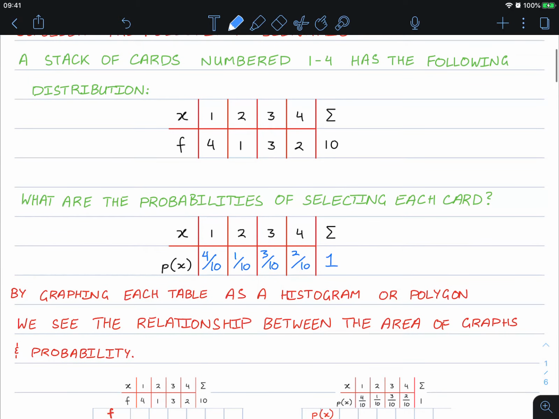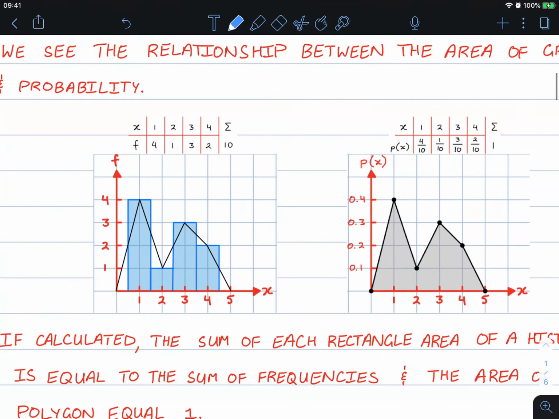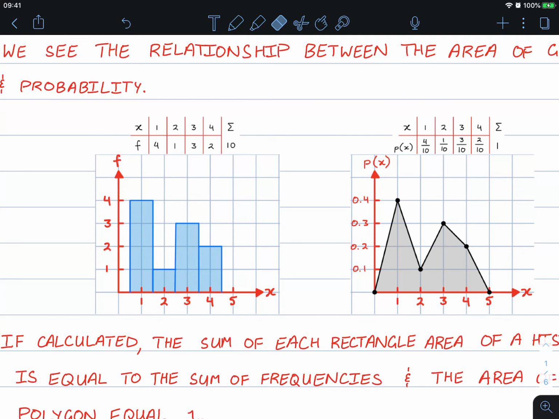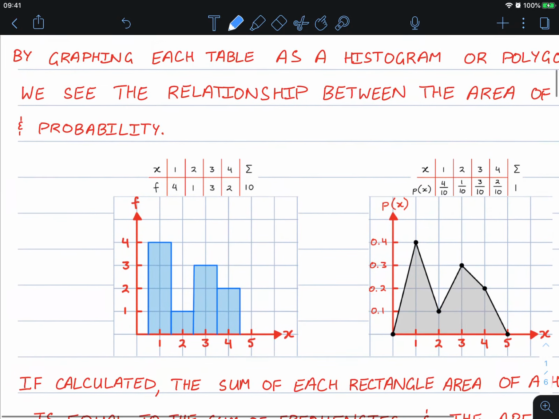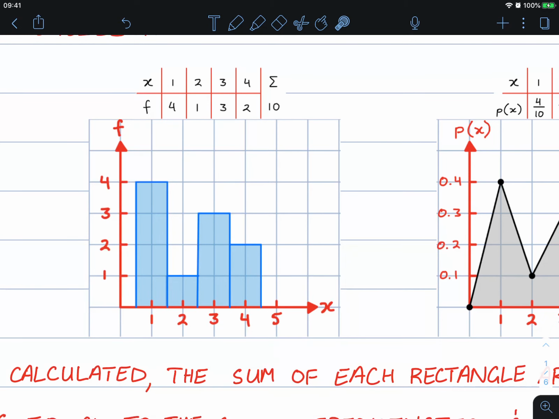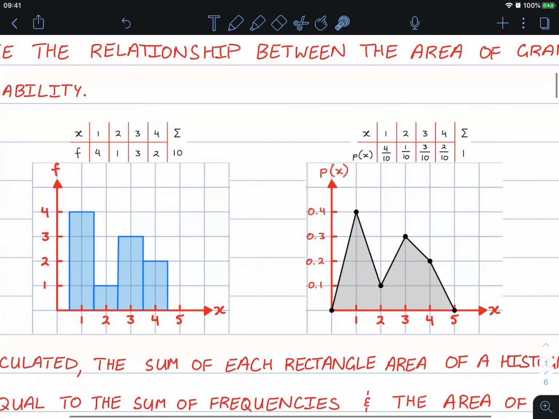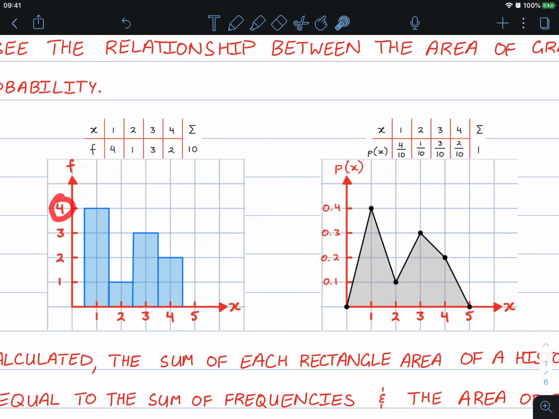Now, by graphing each as a histogram or polygon, we see the relationship between the area of graphs and probability. So take a look here. I'll erase the histogram for now. So here's the histogram of the scenario that we have. And here's the polygon of the probabilities. Notice how obviously the scaling is different, but in essence, there's a distinct relationship between the area of the histogram and its probability. It'll look more obvious now if I get the polygon back.